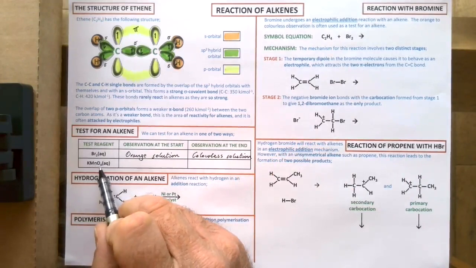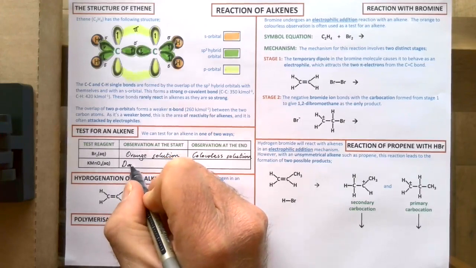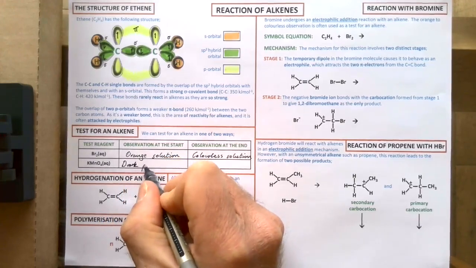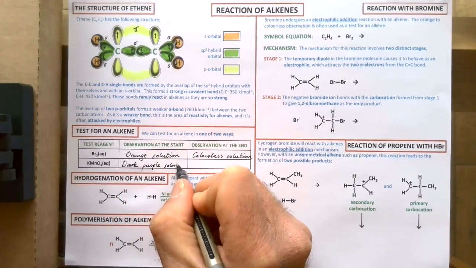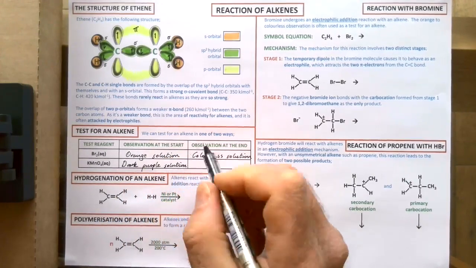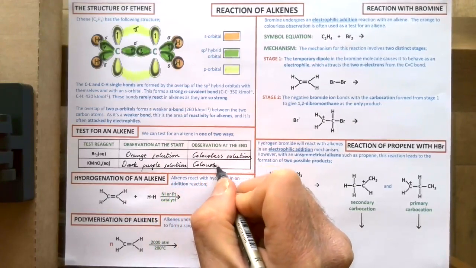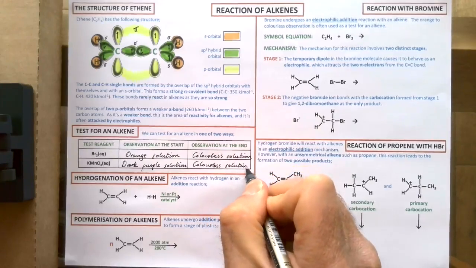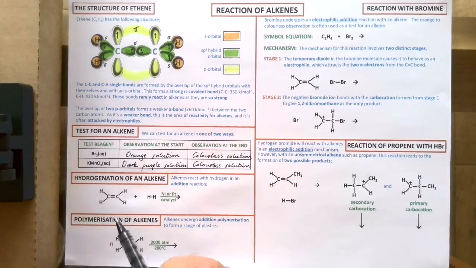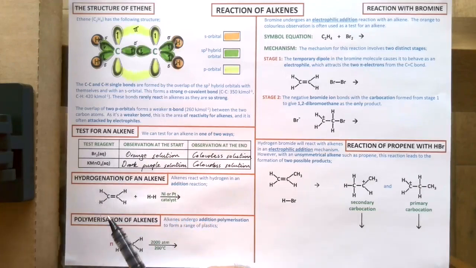KMnO4 works in a similar way. Potassium permanganate is a very dark purple solution, and when it reacts with an alkene it will again become colourless, just like bromine will. Not such a common test for an alkene though. We hardly ever do this test, but we always do this. Bromine is a very easy and simple routine test for an alkene.